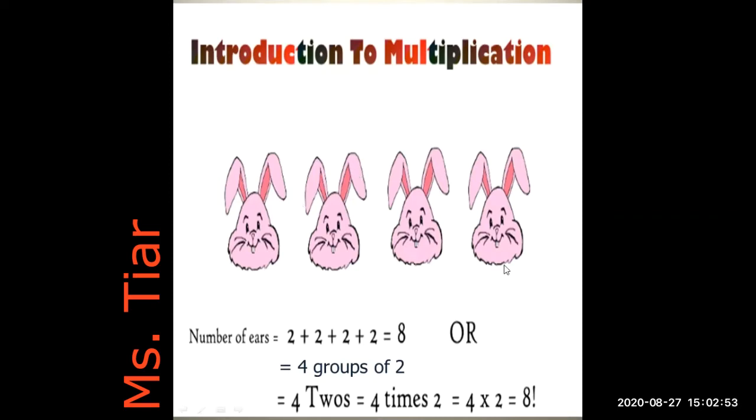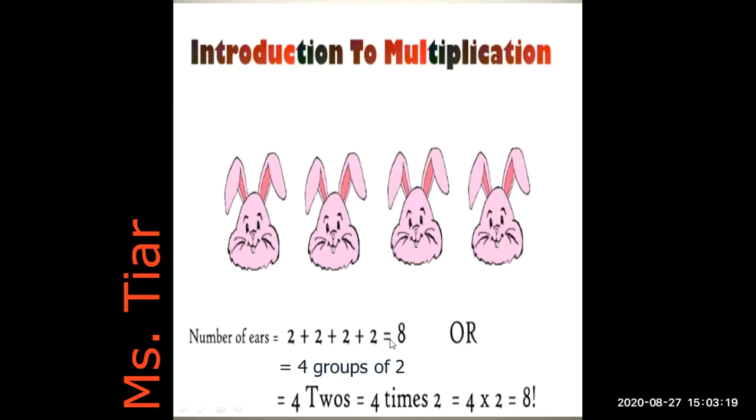I have 4 bunnies here. Each bunny has 2 ears. This one, and this one. Okay, if you want to count the number of the ears, what do you need to do? You need to add. So we get the first bunny 2, the second bunny 2, the third bunny 2, and the fourth bunny is 2. So when we add it all, we have 2 plus 2 plus 2 plus 2, so we get 8.